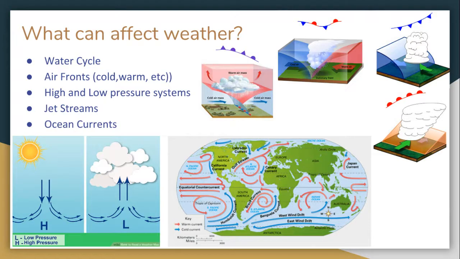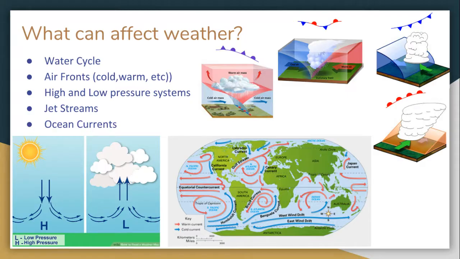There are a lot of things that can affect weather. We have the water cycle, air fronts, high and low pressure systems, jet streams, ocean currents, all of those things. The water cycle takes up the water, it makes the air humid when the water evaporates, and then it brings rain back down. That affects the current weather, what's happening.